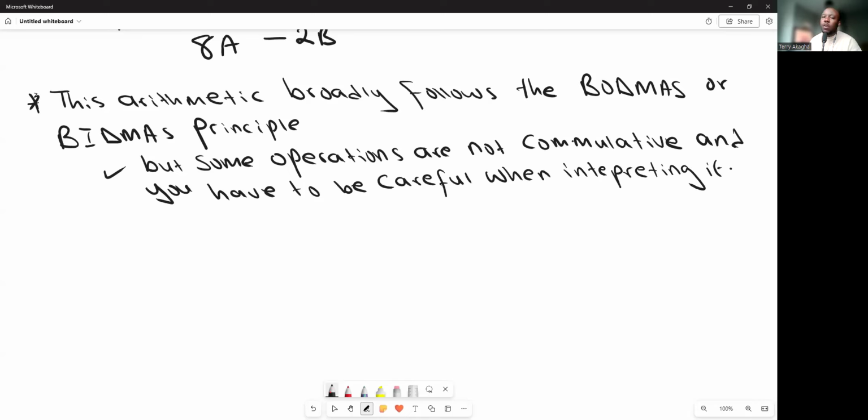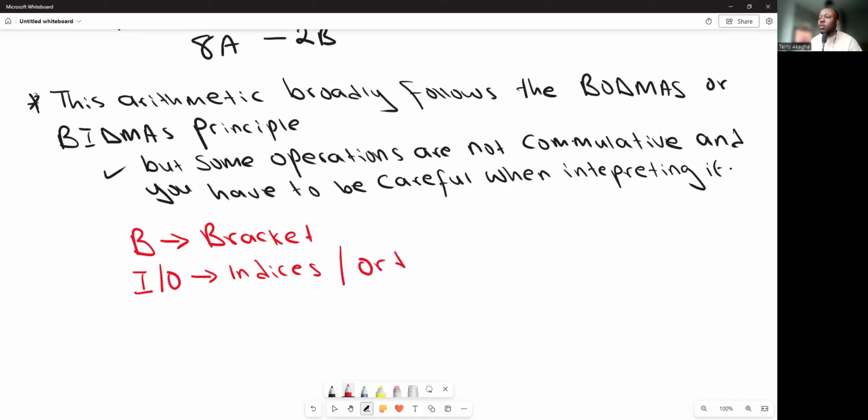All right. So just to remind us, the BODMAS, I told you then that the B stands for the bracket, okay? And the I, so some people call it BIDMAS, or O if you call it BODMAS. So the I stands for indices, okay? Or you can call it order. So where you have things like square roots, and everything.